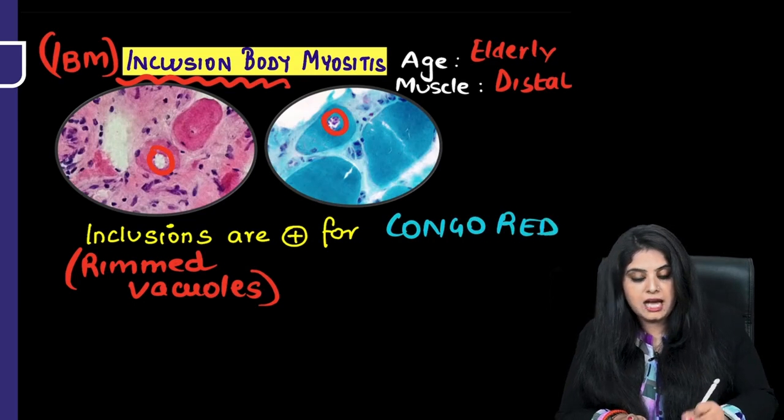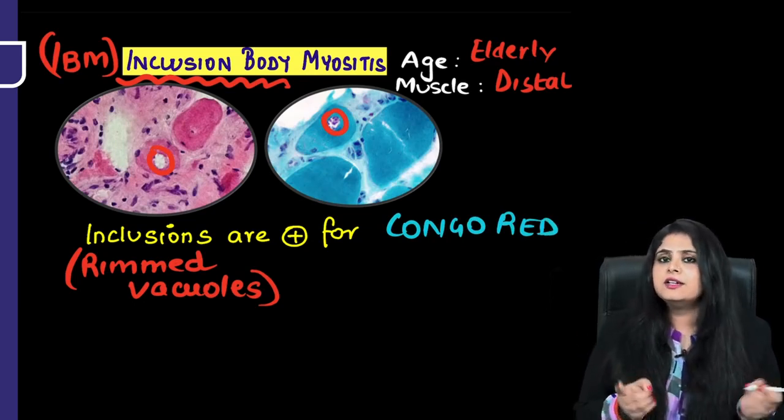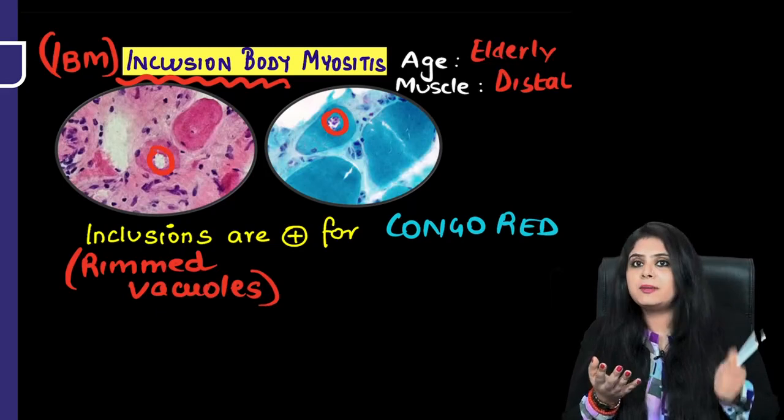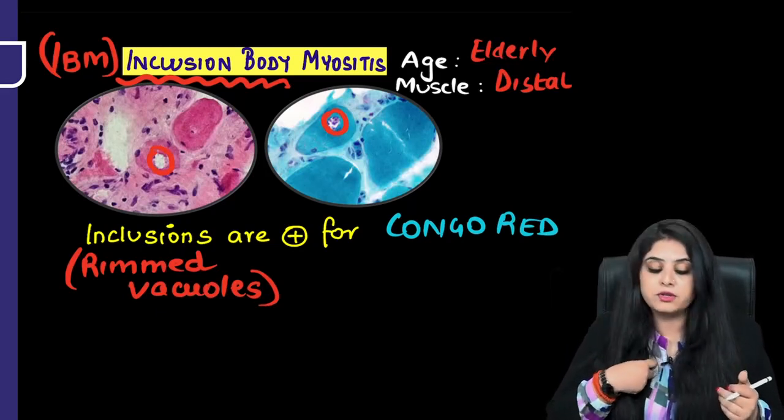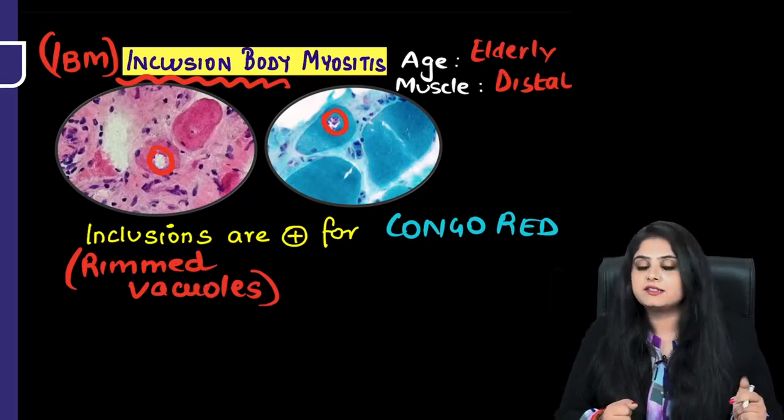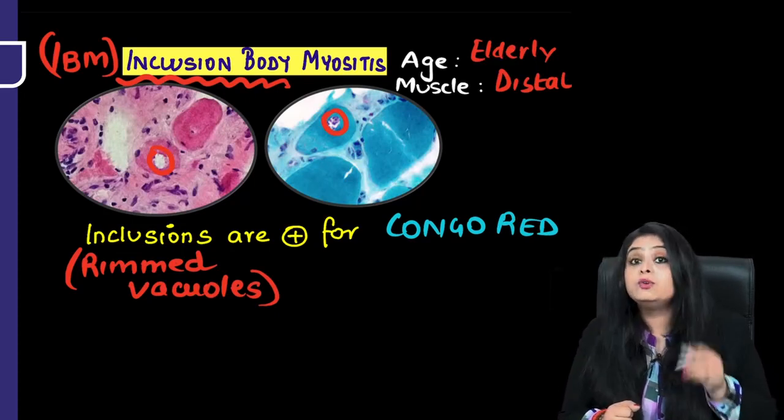You'll say, hang on ma'am, I know Congo red for something else. I know Congo red for amyloid. Now, this is one thing for INICET. I want to tell you that Congo red can also be important for inclusion body myositis. Okay? So now coming on to what you know Congo red for.